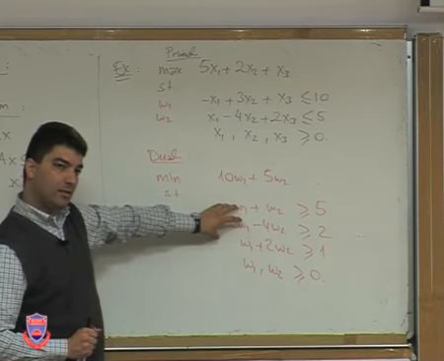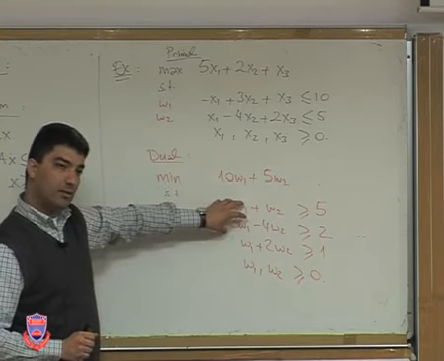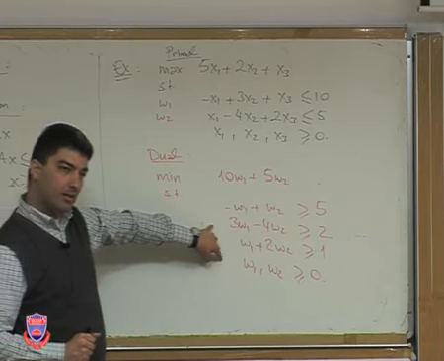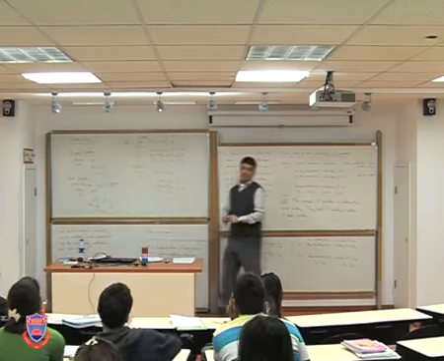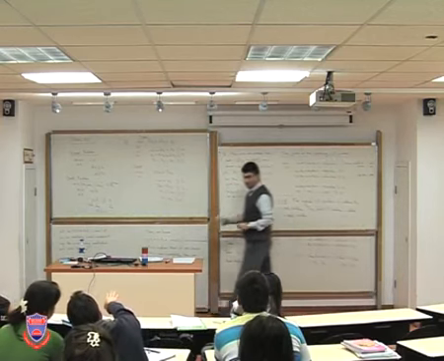Let me repeat that again. The number of constraints is the same as the number of variables, and the number of variables here is the same as the number of constraints there. Any questions? All right, so let's stop here and we'll continue in 10 minutes.